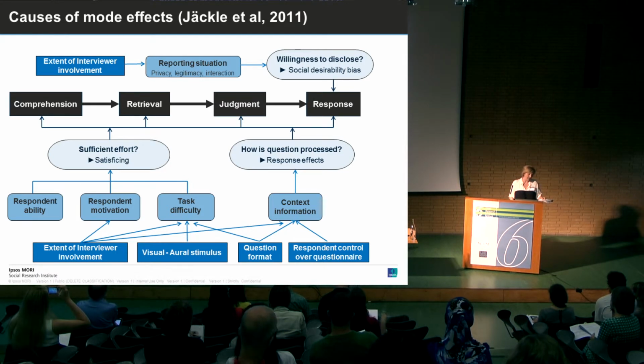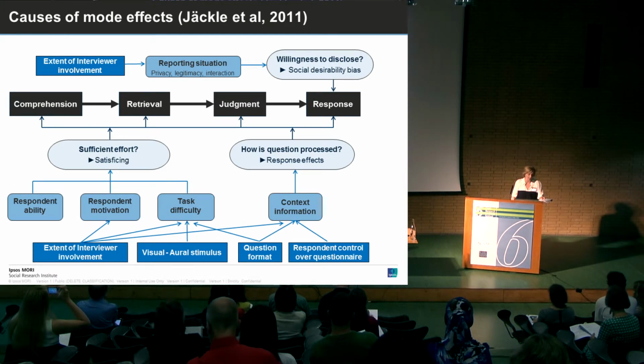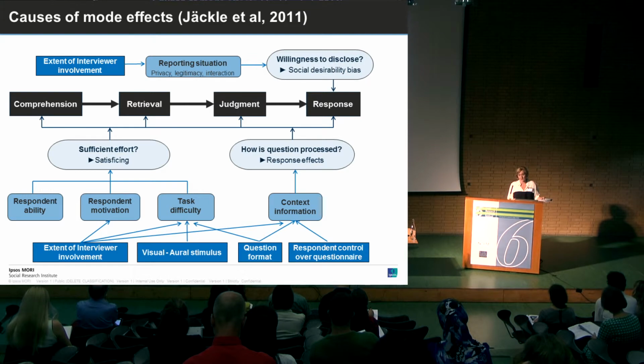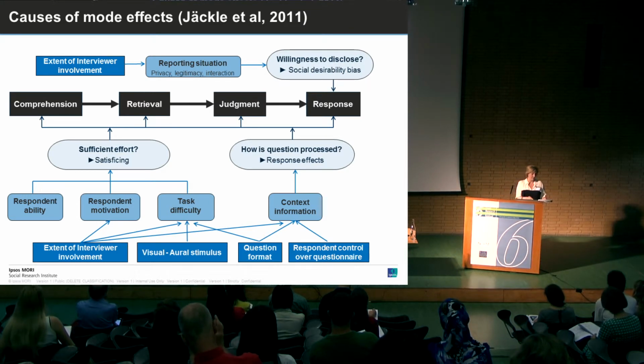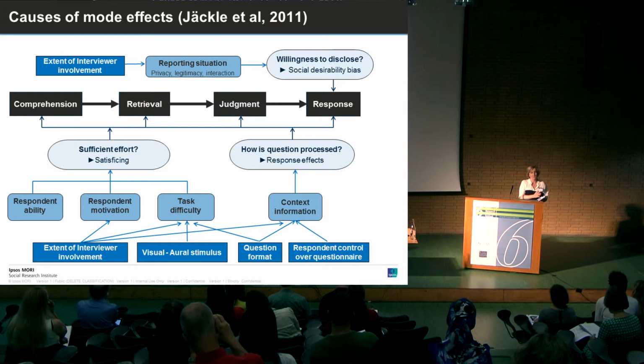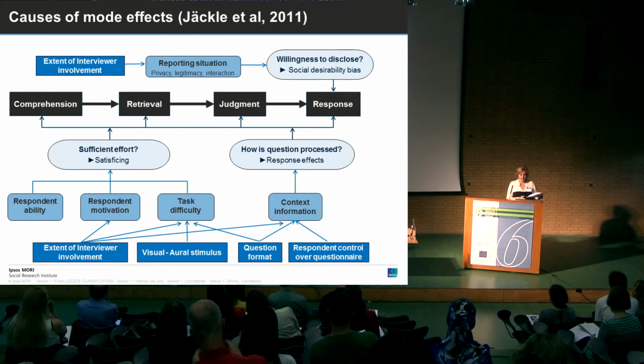And then finally, in self-completion modes, the respondent has control over the questionnaire, which means that they can control the order in which they answer the questions and the speed at which they're answering. And that can also have an impact on how they're answering questions. For example, in a postal survey, they might be flicking through the whole questionnaire and changing their answers to previous questions based on what they see in subsequent questions.